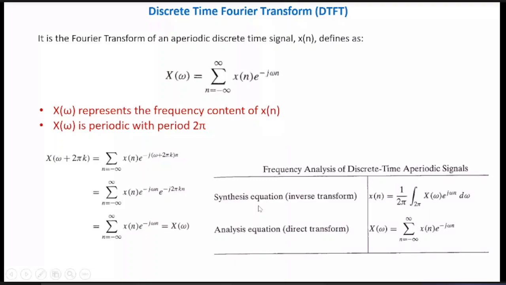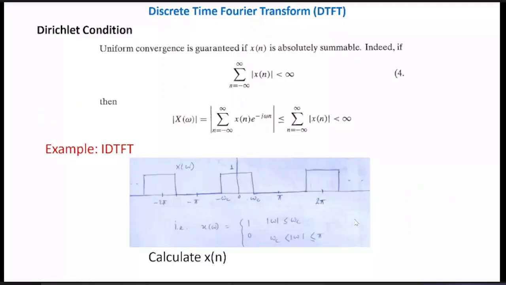Then the important thing present with every Fourier transform is the Dirichlet condition. That tells us that the signal should be summable. So the summation of the magnitude of x n should be less than infinity, which means it should be finite. Likewise, the summation of the frequency domain x omega should also be finite.